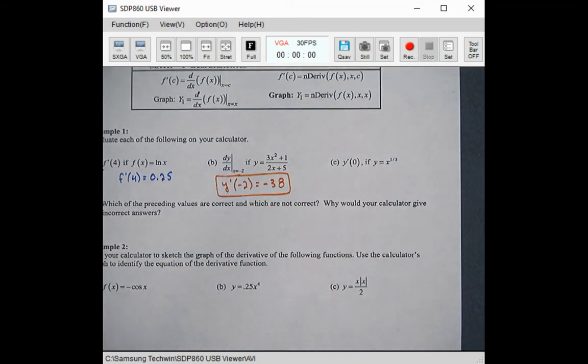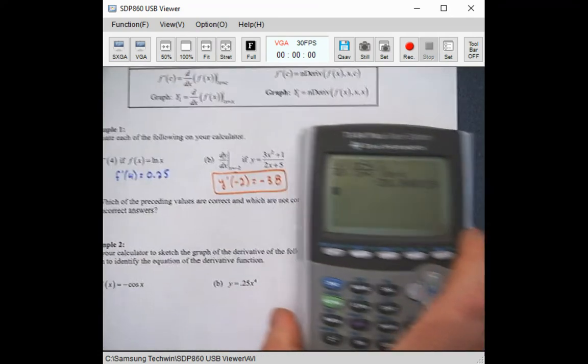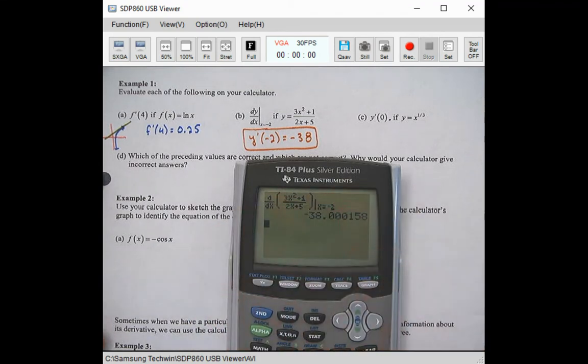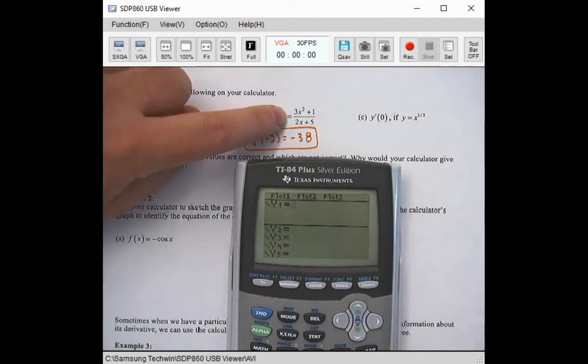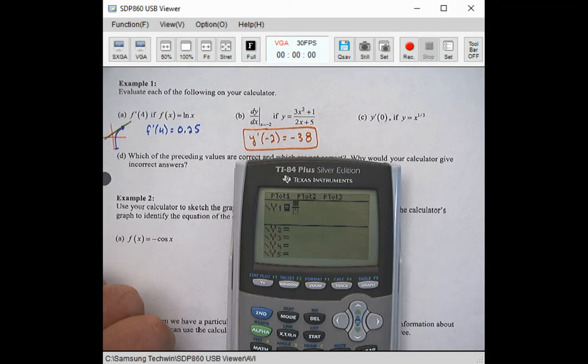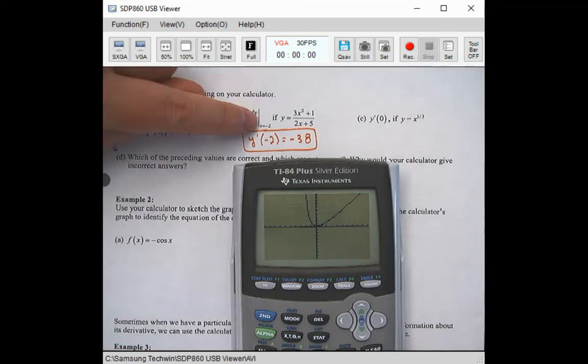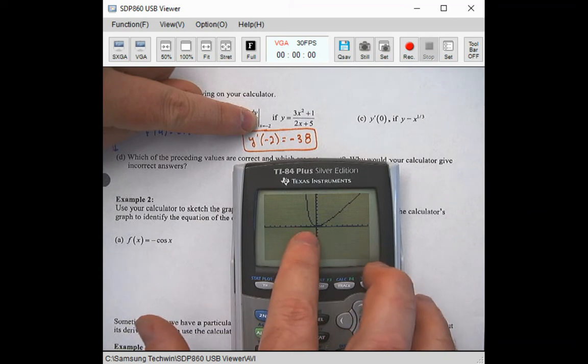Now, there's another way to do this. So there's that method, and then sometimes we're going to be looking at the graph, and it's easier to actually do the derivative right from the graph. So here's another method, the graphical method. I'm going to input this as my function: 3x squared plus 1 over 2x plus 5. I'm going to do a Zoom 6 to give me a decent window. Good enough, because where are we looking? We want to look where x is -2. Our graph covers that, so we're fine.